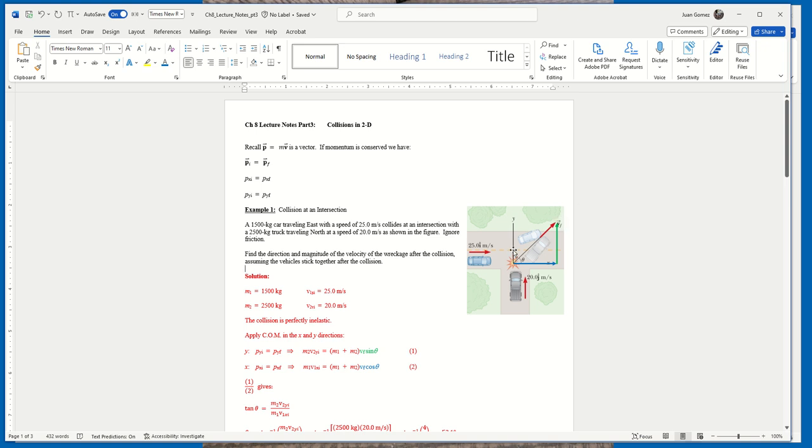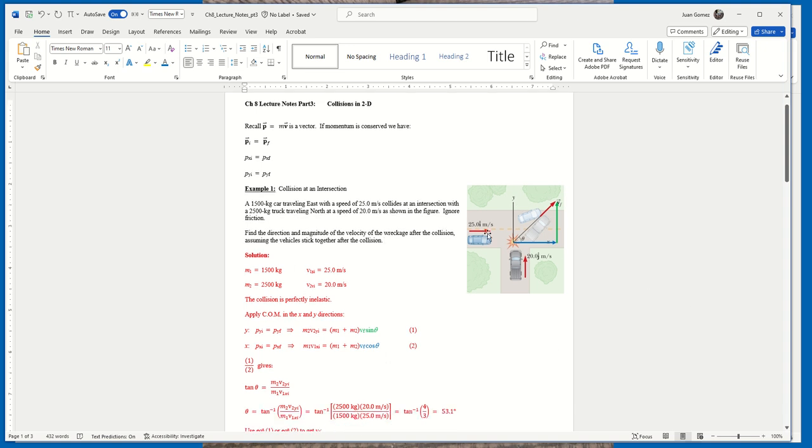Vf, the final velocity of the system, of the two cars which are now stuck together, will have an x component indicated by the blue. That's going to be Vf cosine theta. And Vf has a y component indicated by the green. That's going to be Vf sine theta. Remember, they move off together. It's a perfectly inelastic collision.